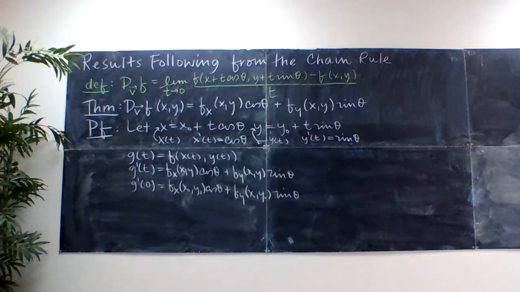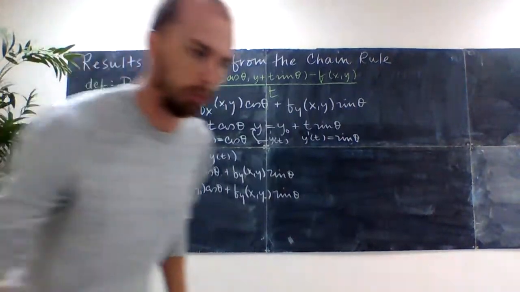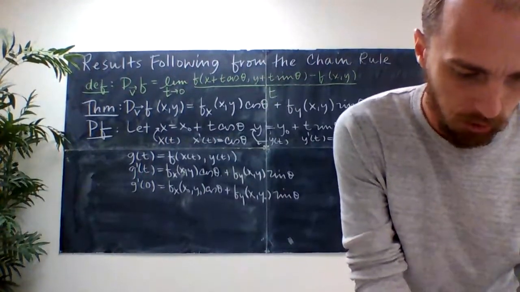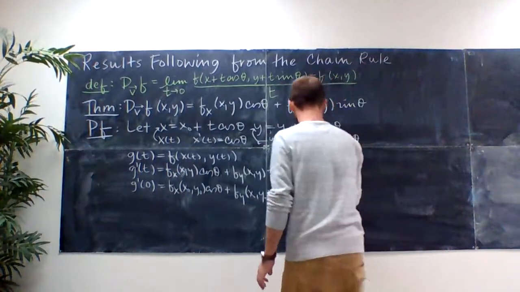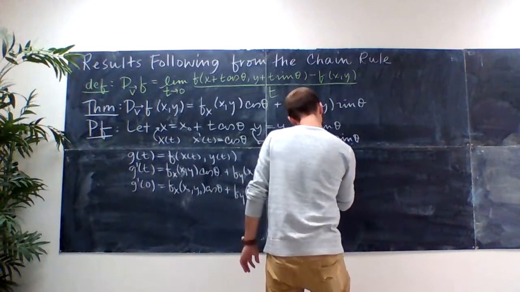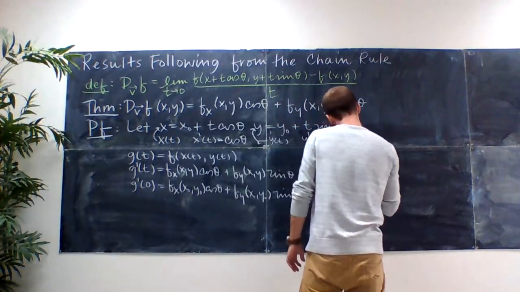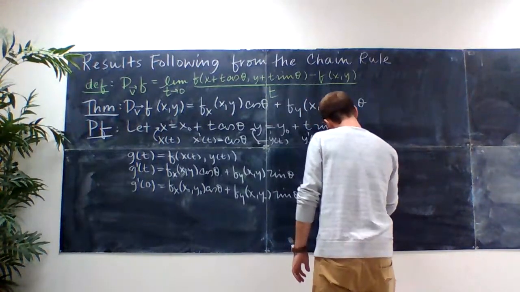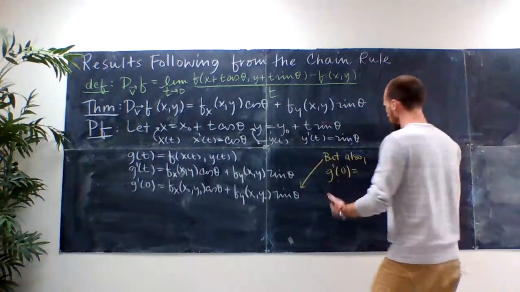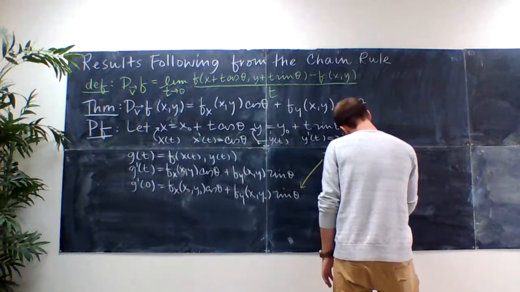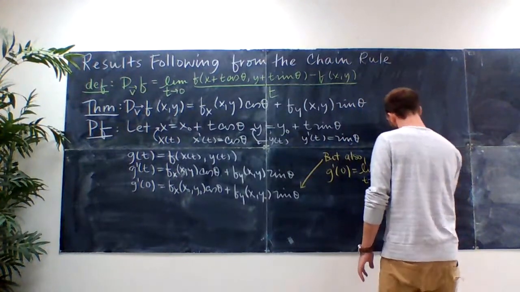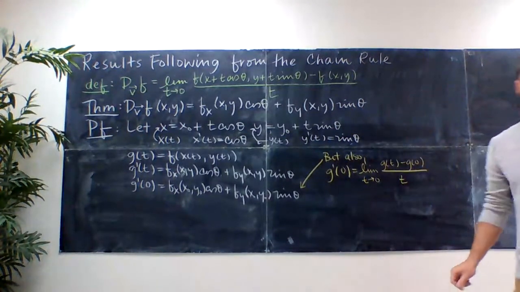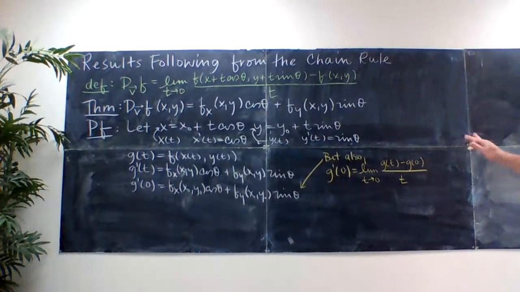Okay, but also, just from the definition of a derivative from last year, I'll grab a different color before I go into this. I've got g prime of 0 equaling, just the limit definition of the derivative, the limit of rise over run on g. The limit as t approaches 0 of g of t minus g of 0 divided by t. And it's the definition of the derivative.